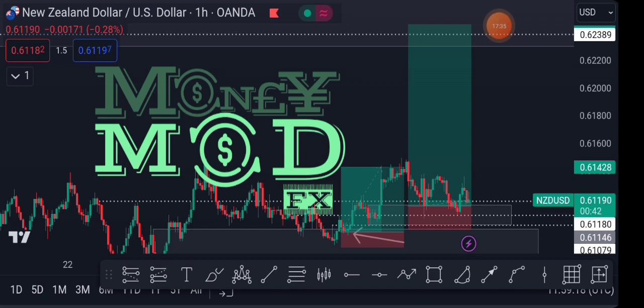I make entries on most of them. Okay, so let me show you how I made the entry on that. Let me quickly switch to my screenshot. So I'm gonna show you the entry I made on NZDUSD.